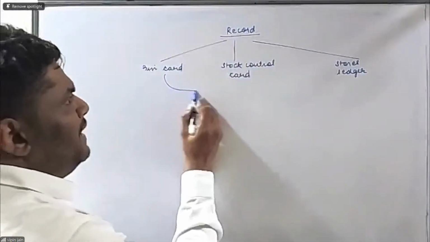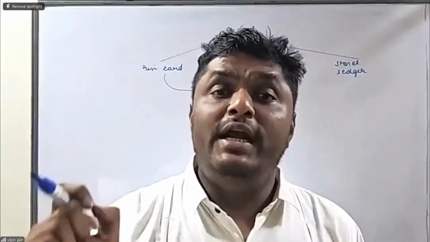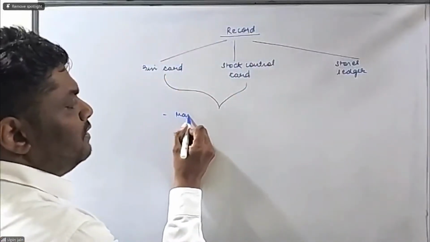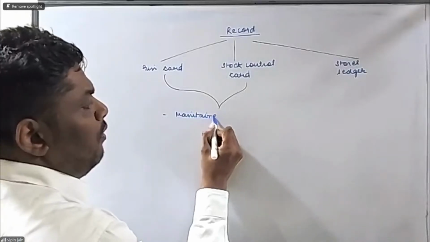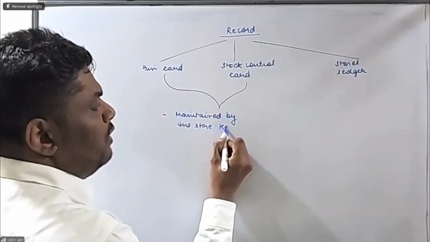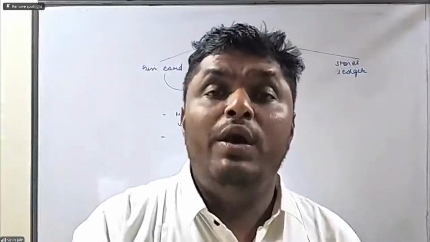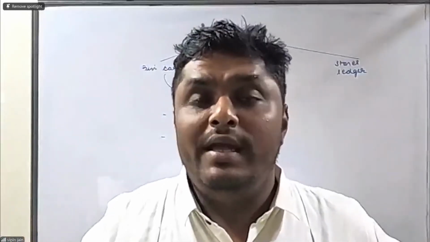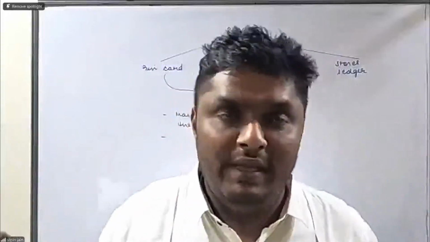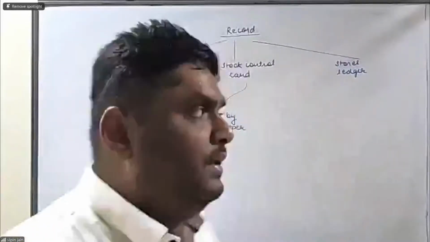When talking about the bin card and the stock control card, these two records are maintained by the storekeeper. The first point is, it is maintained by the storekeeper. Second point, it contains only quantitative data, nothing related to money. At what value, again, it will not be recorded. It will contain only the quantitative data of the material.